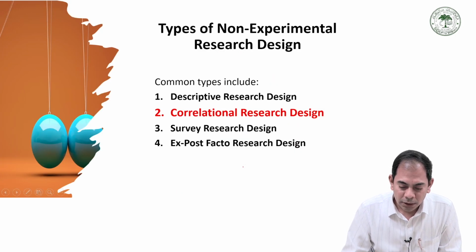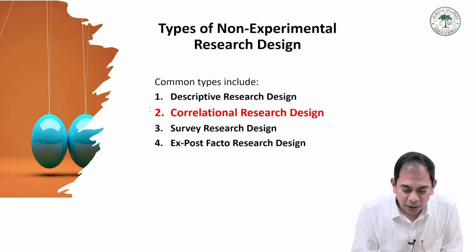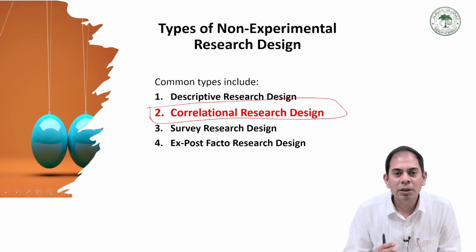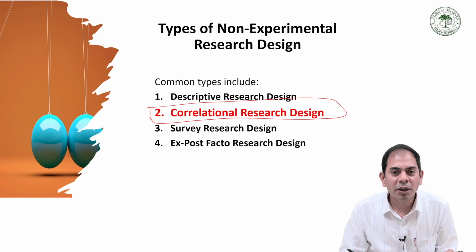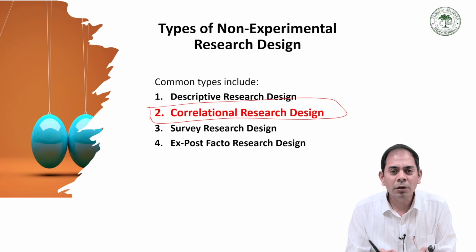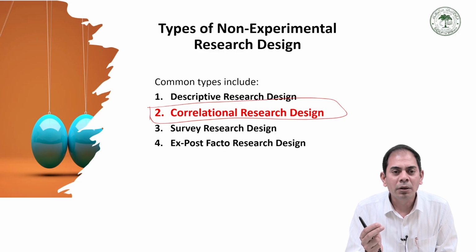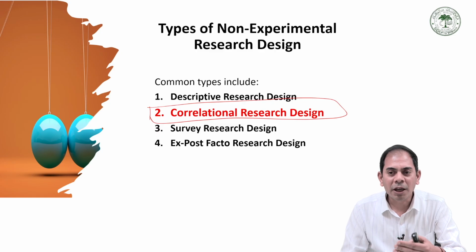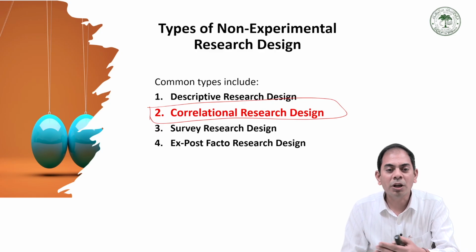Next, the second type of non-experimental research design is correlation research design. Correlation research design is generally a statistical technique. Correlation is simple: it is used to measure the relationship between at least two variables. It shows whether the variables change together and indicates the direction and strength of their relationship.